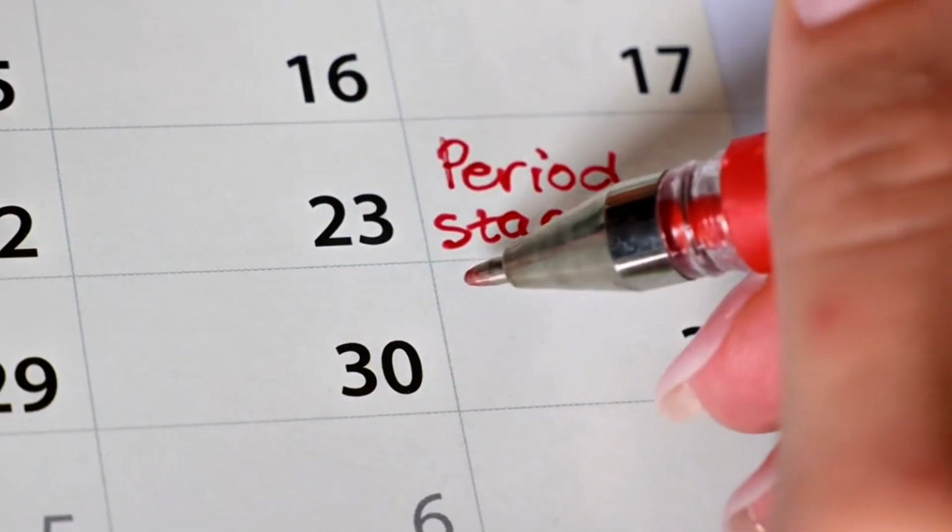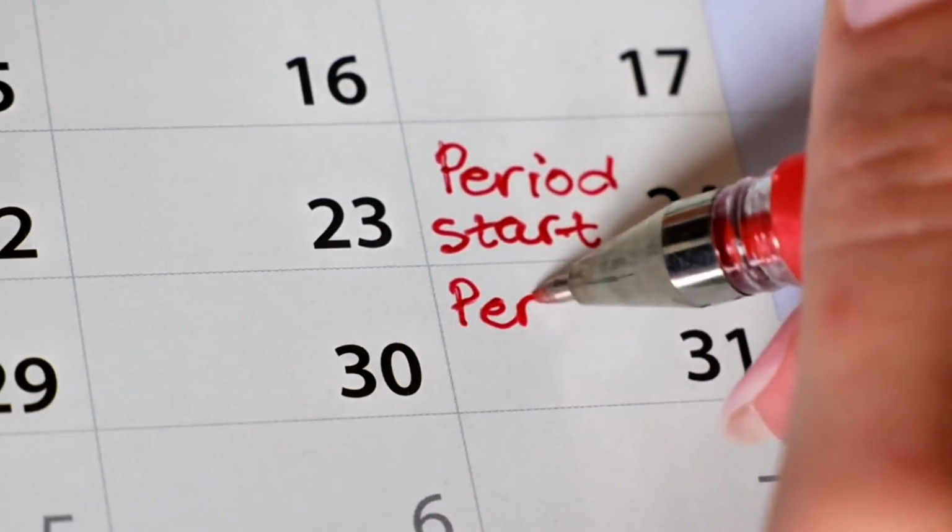Now, for you to understand your ovulation, you need to know your menstrual cycle. This is where it gets very tricky. A lot of women don't understand their menstrual cycle, and it will be very difficult for you to know your ovulation cycle if you don't know your menstrual cycle.